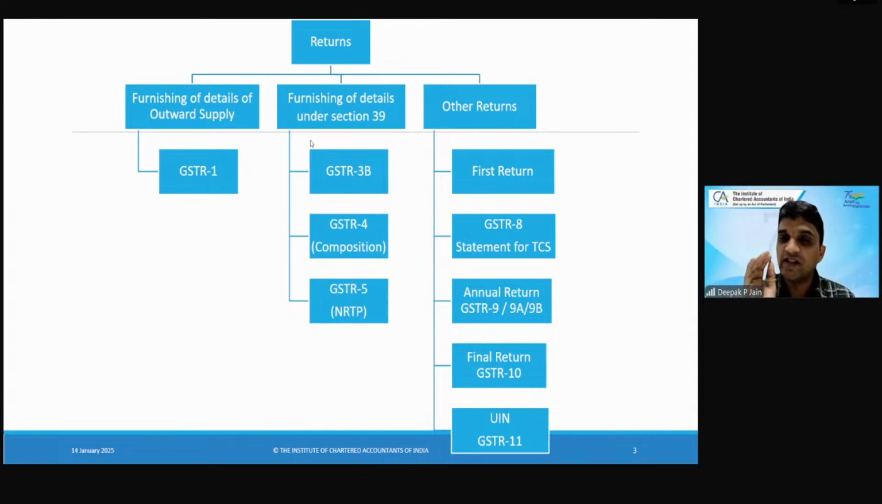In the GSTR 9C, you do a reconciliation between the returns, that is the GSTR 9, and your books of accounts. This GSTR 9C is applicable for a person having turnover more than 5 crores. Okay, so below 2 crores, nothing is to be filed, just monthly returns. Above 2 crores, file your annual return in GSTR 9. Then 2 to 5 crores, just file your annual returns. But above 5 crores, you have to file both your annual return in GSTR 9 and the reconciliation statement in 9C. So 3 slabs. Below 2 crores, 0; 2 to 5 crores, GSTR 9; 5 and above, 9 and 9C.